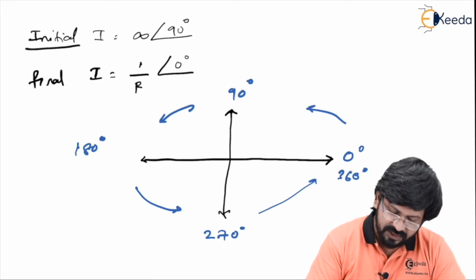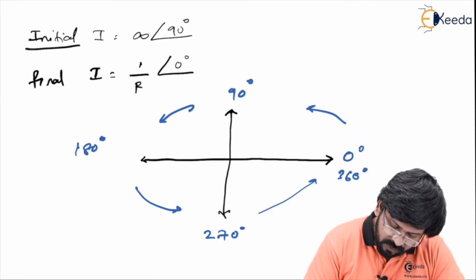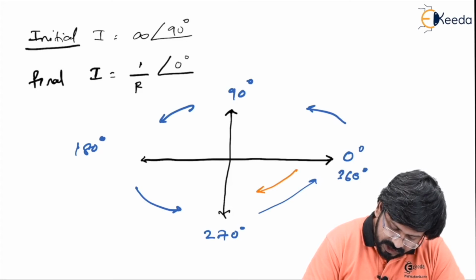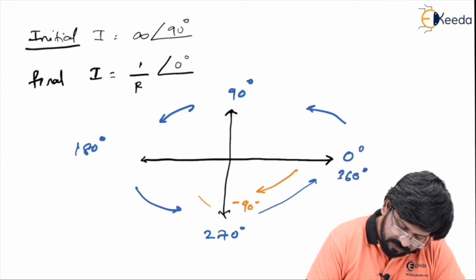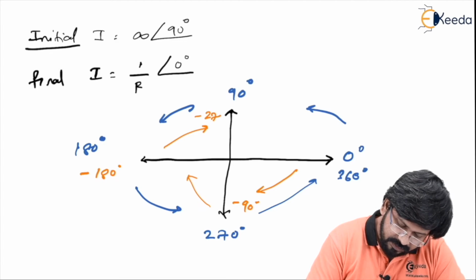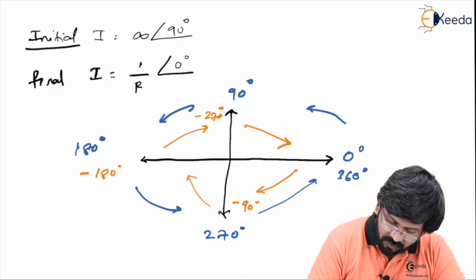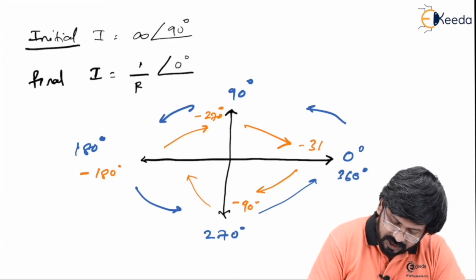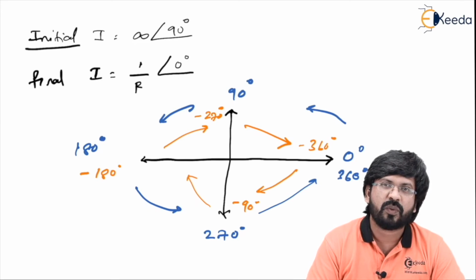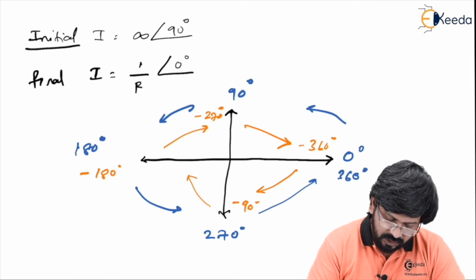When you go clockwise, like from 0 degree, if you go clockwise here, it will be minus 90 degree. If you move clockwise again, it is minus 180 degree, the same axis. Here, it becomes minus 270 degree. And needless to tell you, again clockwise, it becomes minus 360 degree. So remember, anti-clockwise rotation gives you positive angles, and clockwise rotation gives you negative angles. So you can just note down this.